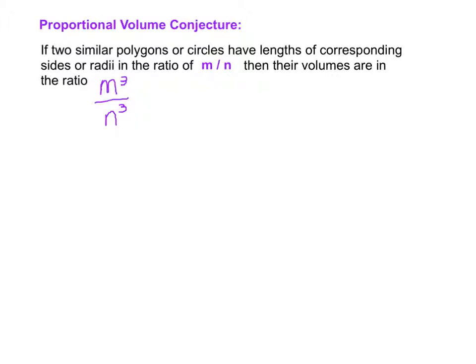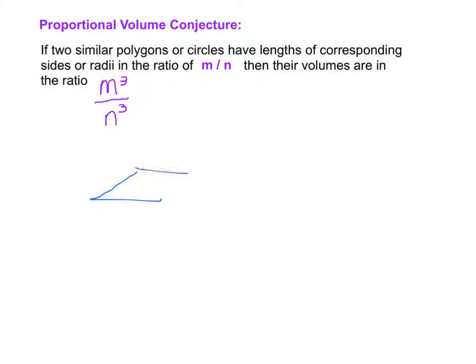So this is very similar. The proportional volume conjecture says that if two similar polygons or circles have lengths of corresponding sides or radii in the ratio of m to n, then their volumes are in the ratio m cubed over n cubed. So this is the same thing as before.